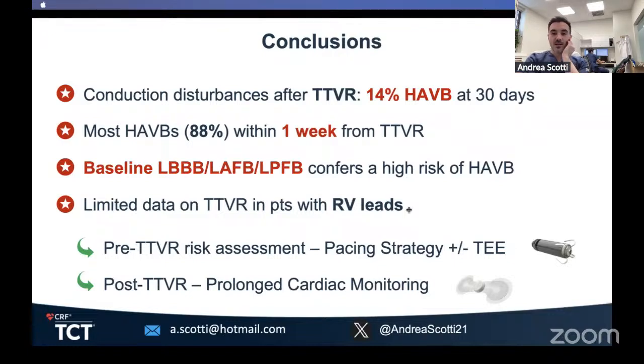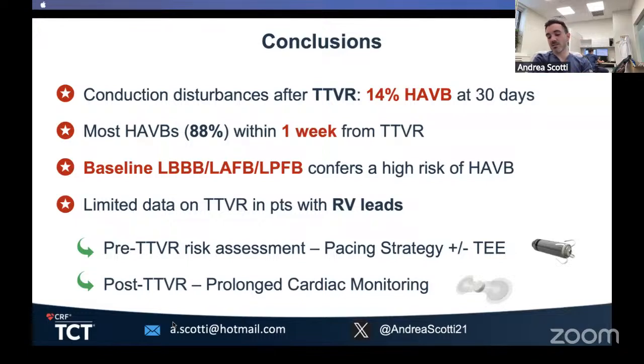So let's start by answering the first question. Anything unique about those who developed high-grade heart block after 1 week? I will say no. Those patients had the risk factors that we saw, especially left bundle branch block at baseline, which conferred a higher risk of high-grade heart block after TTVR. Other than this, there were no specific risk factors, or at least no risk factors that we found in this analysis. But again, we need more data and potentially we might find something else.